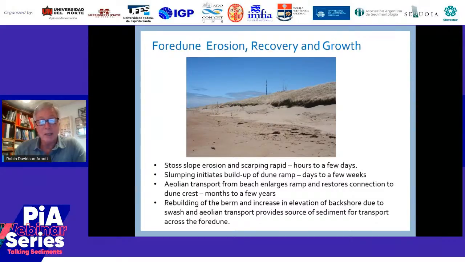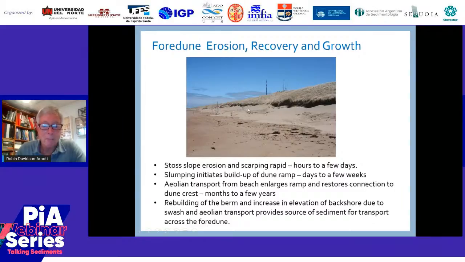Okay, so what we can look at in terms of beach-dune interaction is erosion of the foredune by wave action during storms, the recovery of the beach, and then the growth of the foredune. So the stoss slope, that is the slope facing the sea, is eroded and scarped or cliffed during storms, and that takes place in a matter of a few hours to a day or two. The slumping of the cliff of the dune initiates the buildup of the dune ramp, and we can see here there are bits here that resulted from the slumping of material from the dune.